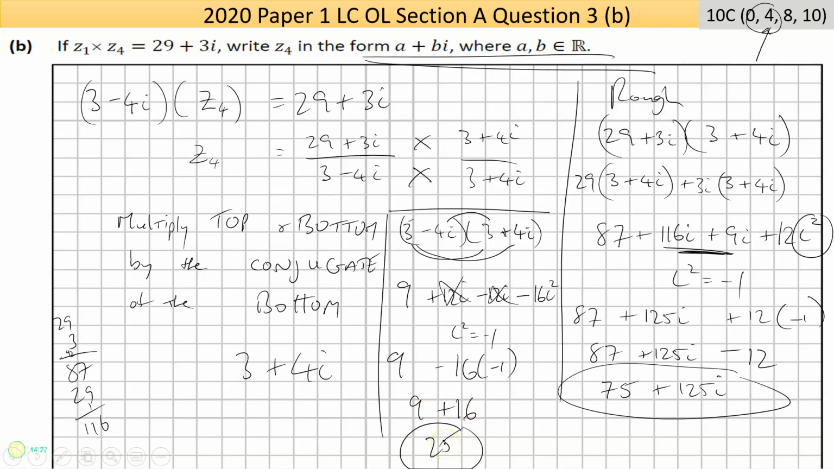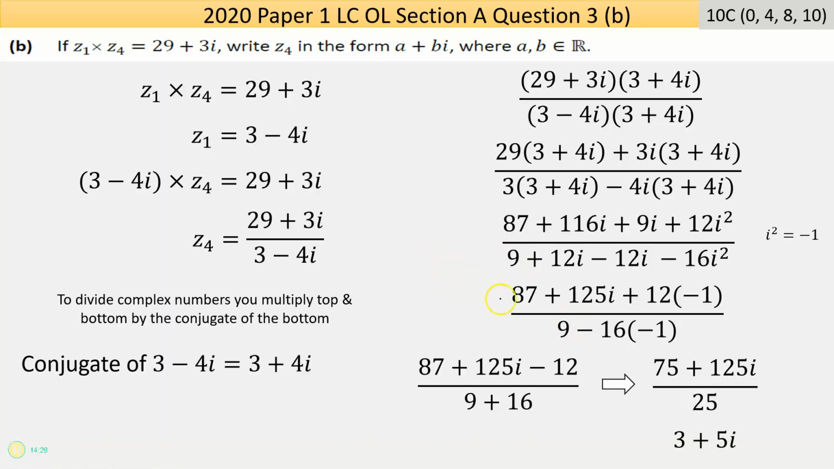Now I might as well go to the nice pretty page on the next one. So that was my top bit done. That was my bottom bit. Now here's where the last thing comes into play. It says leave your answer in the form of a plus bi, not a plus bi over c.